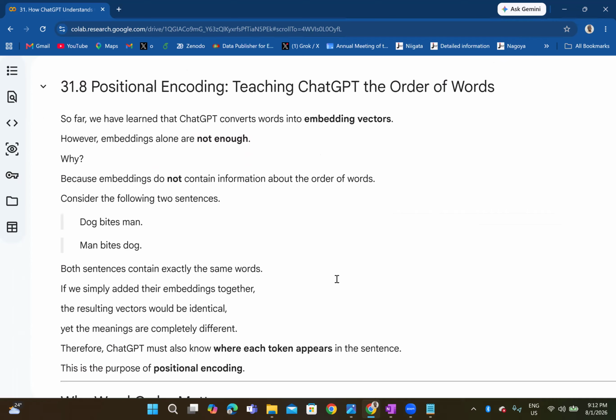So that takes us to positional encoding. That's teaching ChatGPT the order of words. So far, we have learned that ChatGPT converts words into embedding vectors. However, embeddings alone are not enough. Why? Because embeddings do not contain information about the order of words.